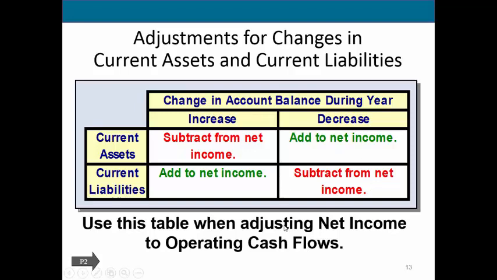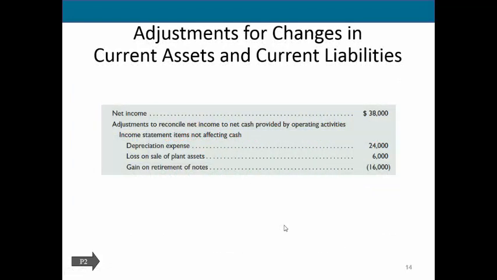So you can use this table as a little bit of a cheat sheet to help you learn how to do all of this. Here we have our net income number, $38,000, and we'll need to make any adjustments to get our operating activities to show our actual cash effect. Depreciation expense is going to be added back because this is an expense that is reflected in the income number, but it is not a cash transaction. So we need to take out the negative effect that it has on net income by adding it back.